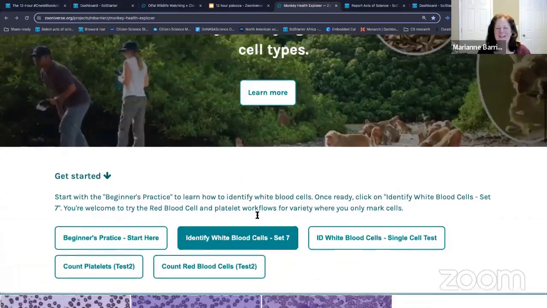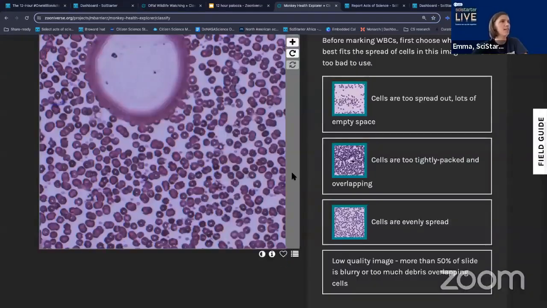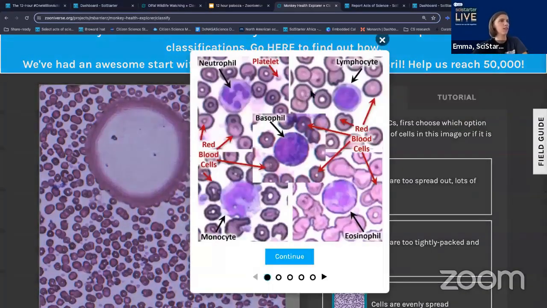Okay, so this is where I click. Identify white blood cell set 7. If I click on that one, I'll go back to the tutorial. So looking at all the different types, we've got monocyte, eosinophil, lymphocyte, neutrophil, and basophil, which basophil was the easiest one for me to look at. It's big, right? Is that the right one that I'm thinking of?